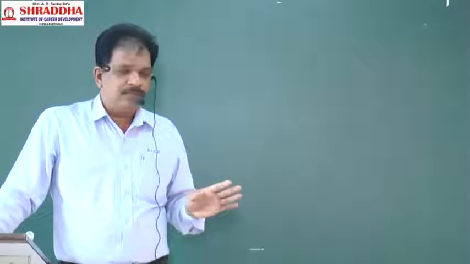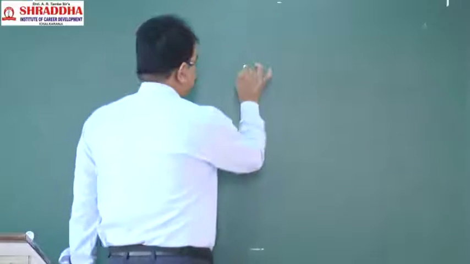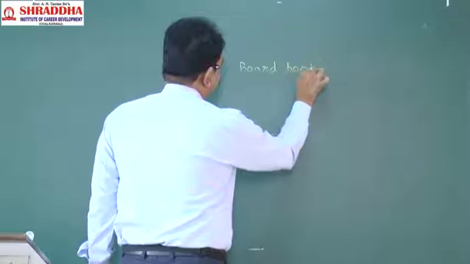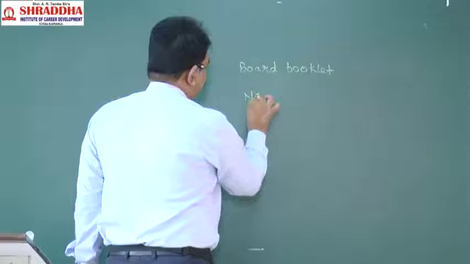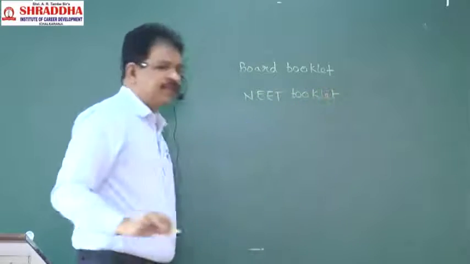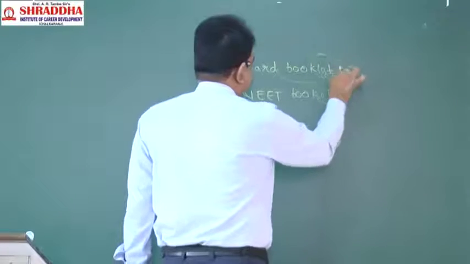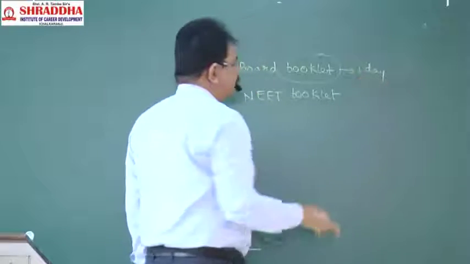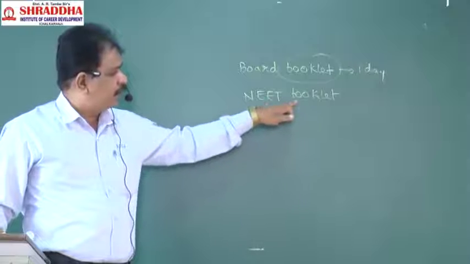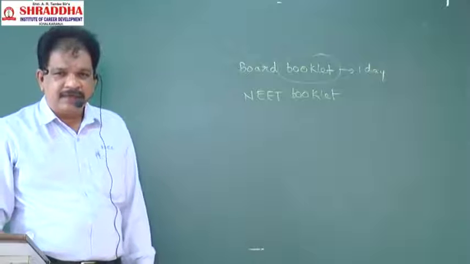So by tomorrow, this synopsis part will complete. After finishing that, the board booklet will be there for you, and the NEET booklet will be there for you. After finishing this synopsis, we'll do the problems in the board booklet. Maximum it will take one day, this problems part will complete. Next we will come to the NEET booklet and we will do the problems in that. Are my points clear? In that way we will do.